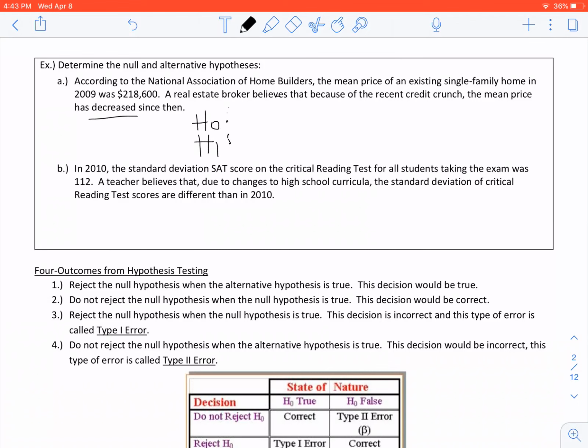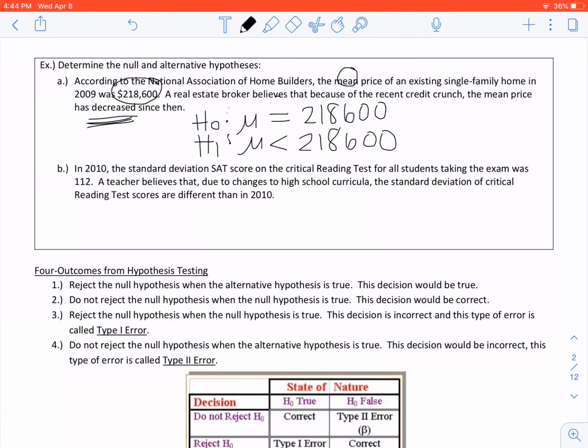The parameter that we are dealing with here is mean. So we're going to go ahead and put mu for both of these. Your null always gets an equal sign. And that number that we're talking about in here is 218,600. Now the word here says decreased, and that symbolizes what we're going to be putting in for our alternative hypothesis. Decreased means it's going to be less than, and that value also needs to be exactly the same as it was in the null.